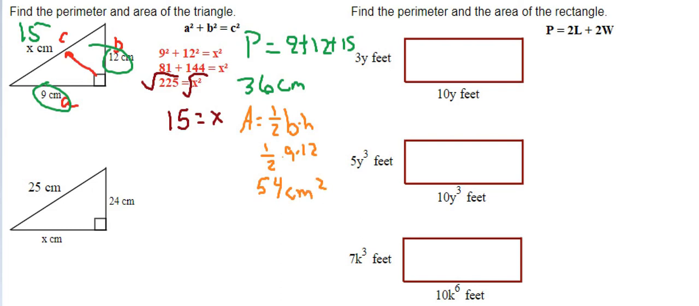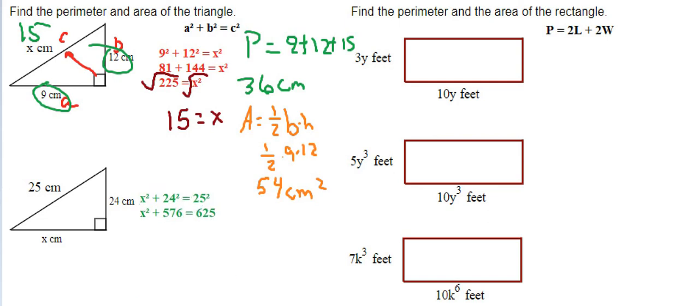For the next one below it, similar idea. We got to use the Pythagorean theorem first to find out our missing side. So we're going to find out what x is here. In this case, we're going to have x squared plus 24 squared equals 25 squared. X squared is, of course, still x squared. 24 squared, 24 times 24 is 576. And 25 squared is 625.